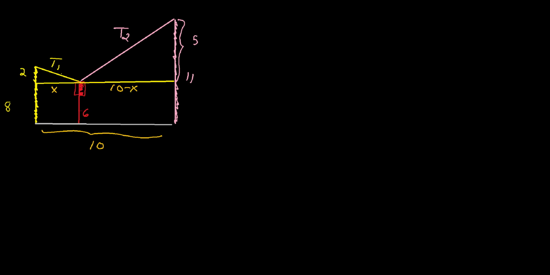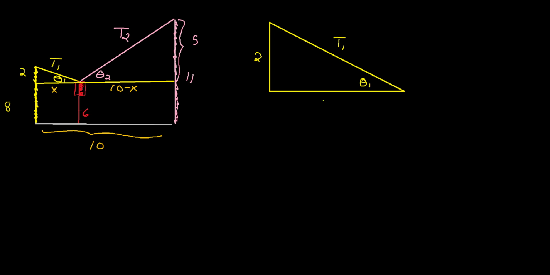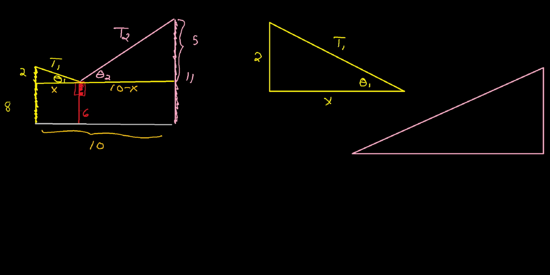Now, I'm asked to find tension 1 and tension 2. To think about this, I'm going to label some angles. I'll call this little angle here theta 1, and the angle on this bigger triangle, I'll call theta 2. If I pull these triangles off to the side, the triangle on the left has a vertical side length of 2, an angle of theta 1, and a base of X. Similarly, the triangle on the right has a vertical side of 5, and the base is 10 minus X.